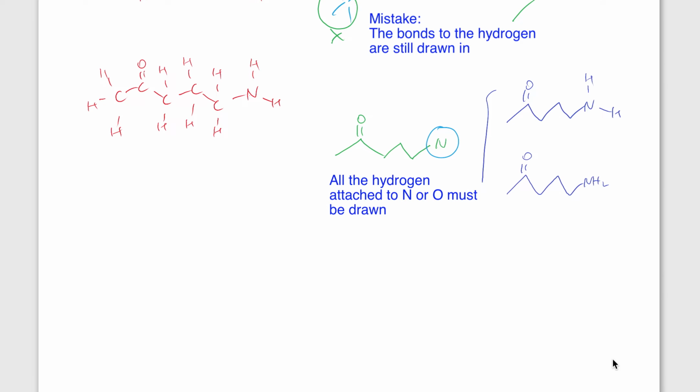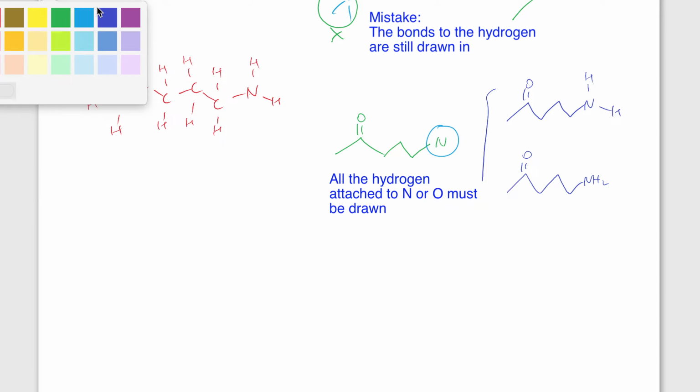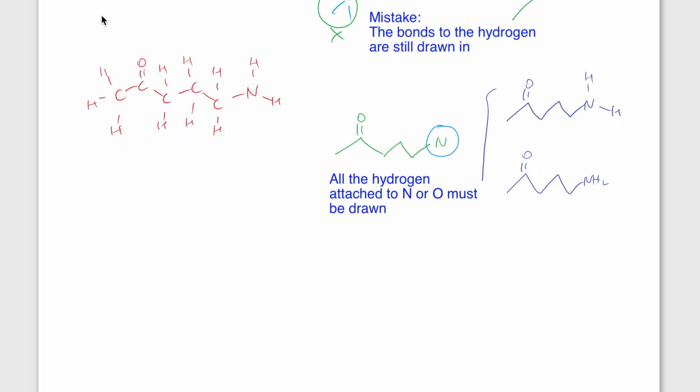And another one is for aldehyde or acid. It's not really for acid, just only for aldehyde. So for aldehyde, the hydrogen must be drawn. This is one of the exceptions.